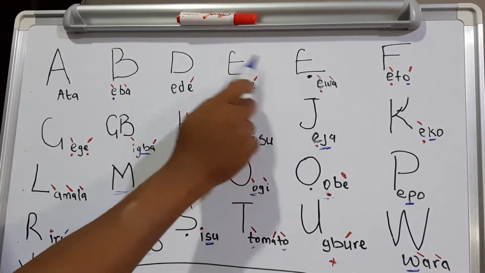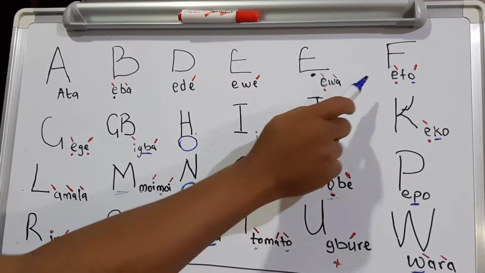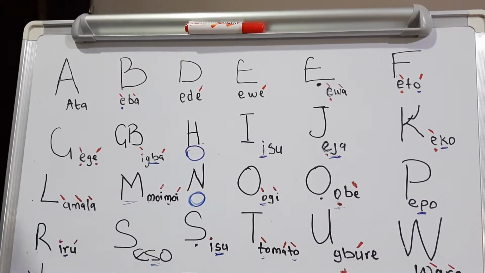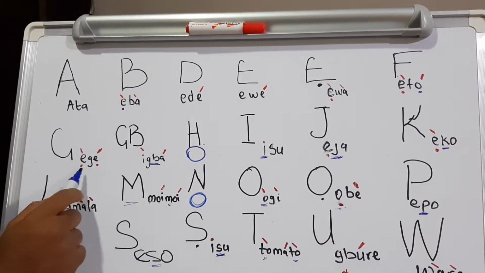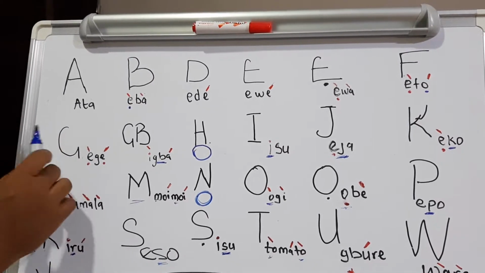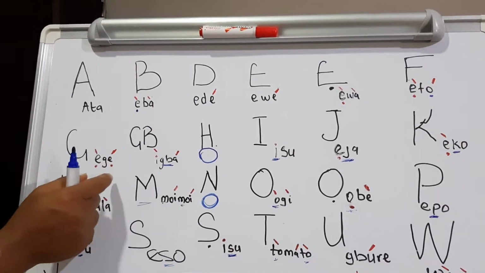Wa, do. Efo, do, me, looking at the right. Ẹ̀gẹ́, do, me, looking at the left and the right. These signs are usually on the vowels.